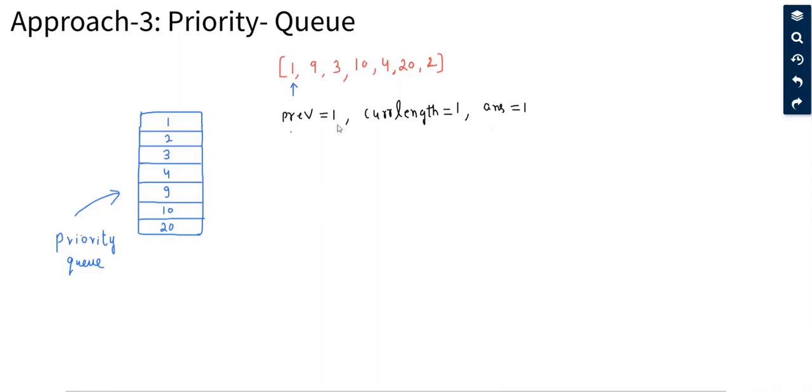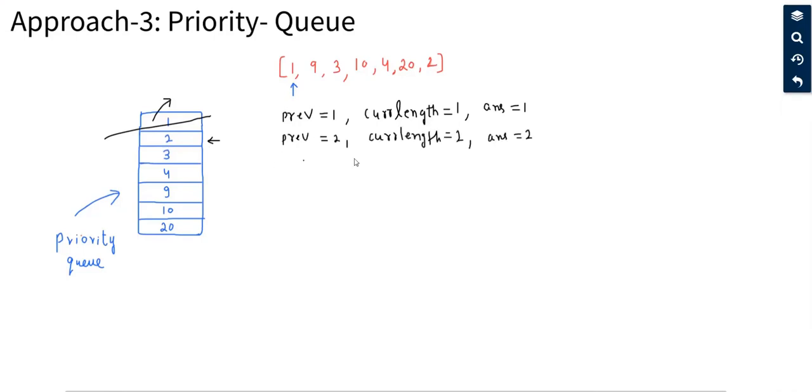So I will initialize previous with the first element of the priority queue and I will pop this element out of it, and initialize current length with 1 and answer with 1. Then I will move to the second element and check if the second element is 1 greater than the previous element, which is indeed the case here.